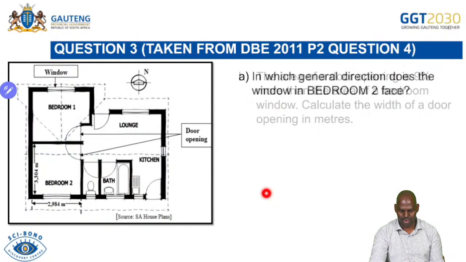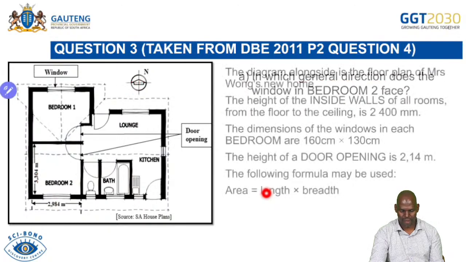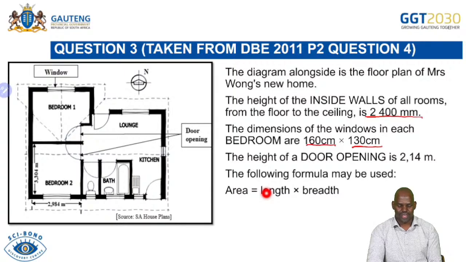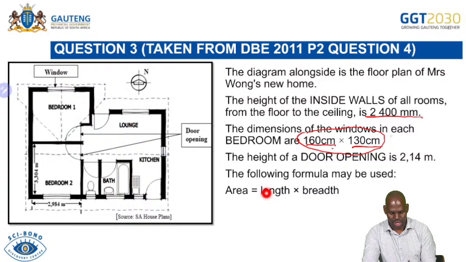Okay, from the previous information, the dimensions of the window in each bedroom are 160 by 130. In other words, we are given the height and the width of the window. This we can use to calculate the area of the window. Right, now it means the area of the window is 160 by 130.